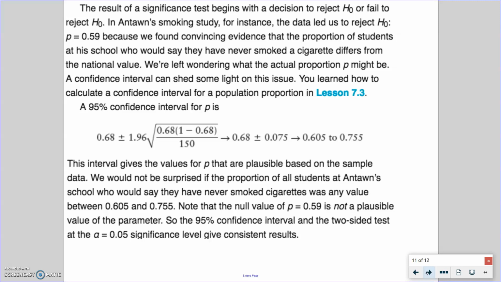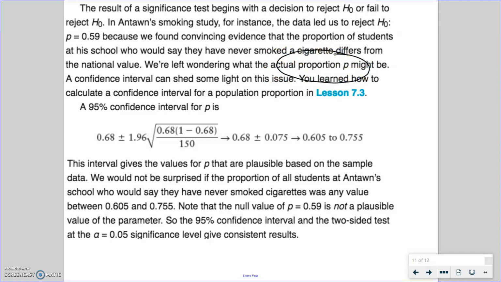Okay. Oh, yes, this is the last piece I want to talk about. Let's read through this slide together. The result of a significance test begins with a decision to reject the null or fail to reject the null. In Anton's smoking study, for instance, the data led us to reject the null hypothesis because we found convincing evidence that the proportion of students at his school who would say they have never smoked a cigarette differs from the national value. So we're left wondering what the actual proportion might be.